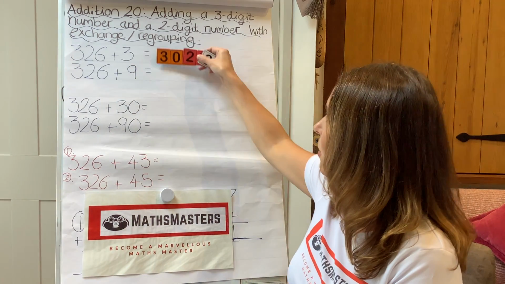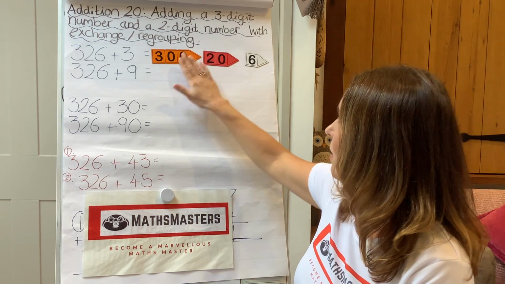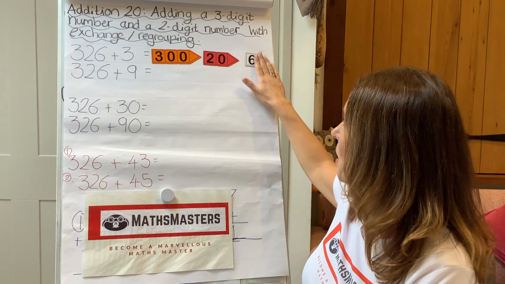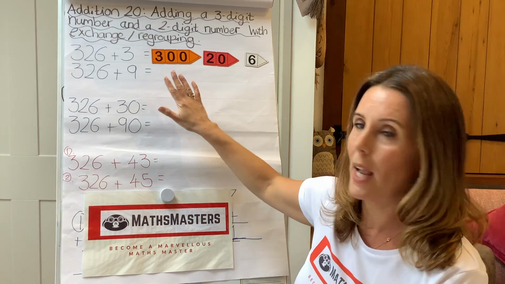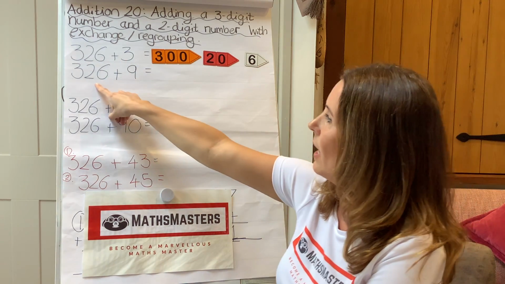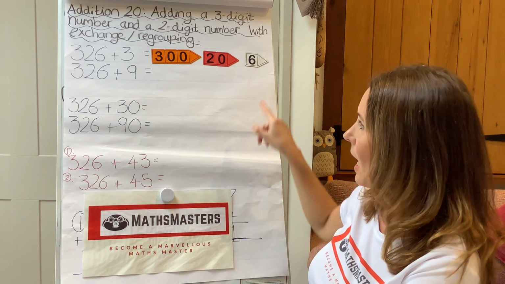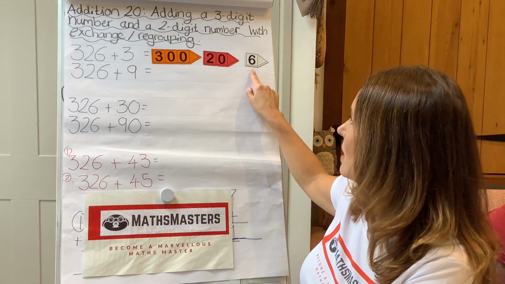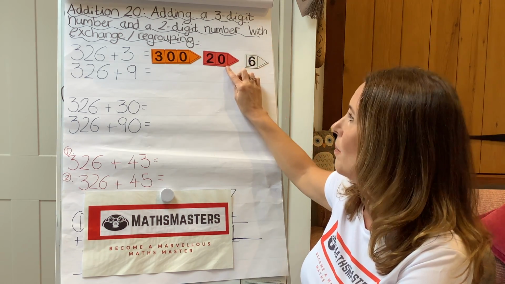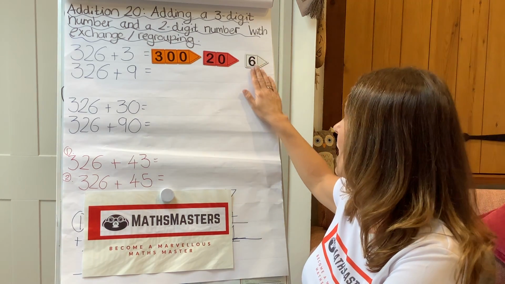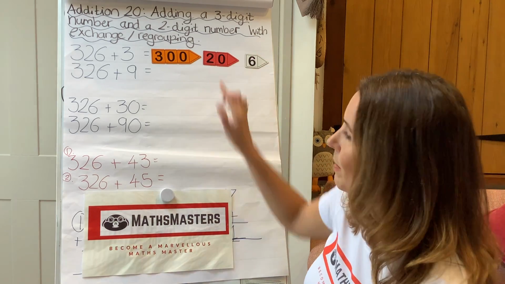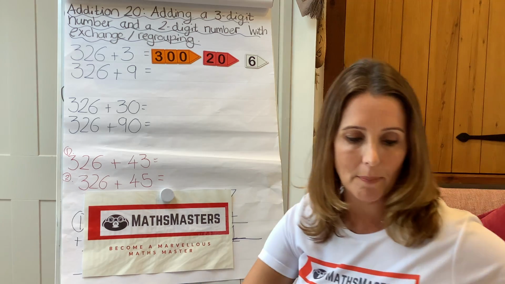So if we partition 326 and add 3 on, we can see that it's just the ones column that's going to change there. So we're just going to have 329. But when we have 326 adding 9 on, it's going to change not just the ones column, but also the tens column, because we're going to end up with more than 9 ones in our ones column. So we're going to have to regroup and exchange for a 10.